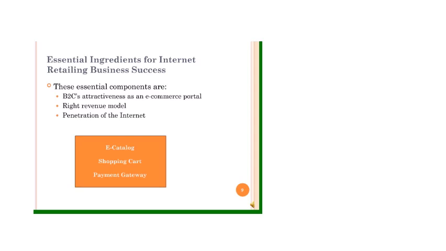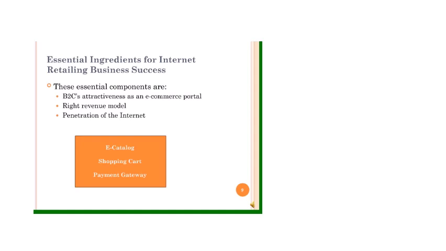There are certain essential ingredients for an electronic retailing business to be successful. We should consider these components well in advance before setting up a web store. These essential components include the attractiveness of the B2C electronic commerce portal, the right revenue model. Did we choose the right one? The penetration of the internet. How easy was it? Before we begin designing a site layout, we must consider the site architecture, the planning, the ethics that we will use, the privacy models, security, accessibility, as well as customer support. We have to ask ourselves, what will we use and how will we plan to use it?